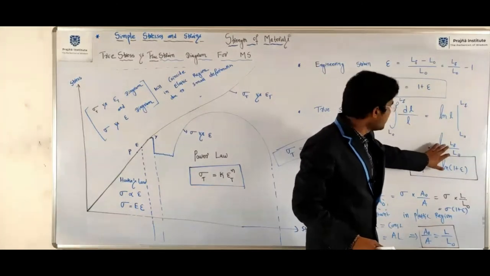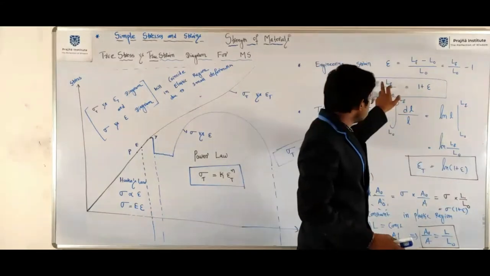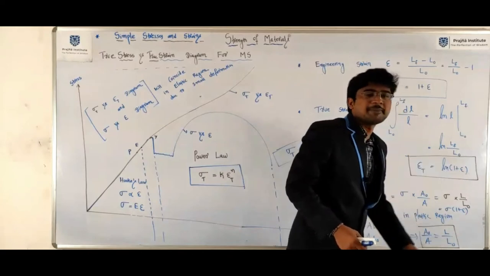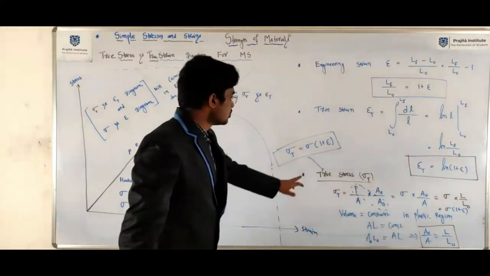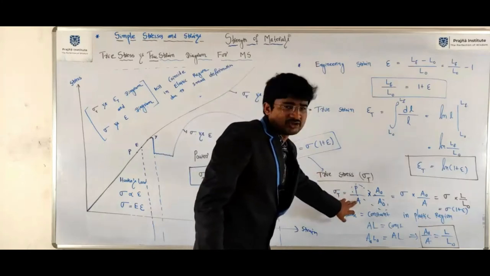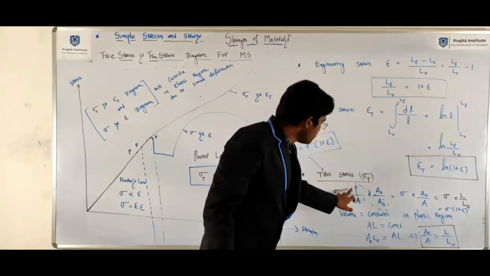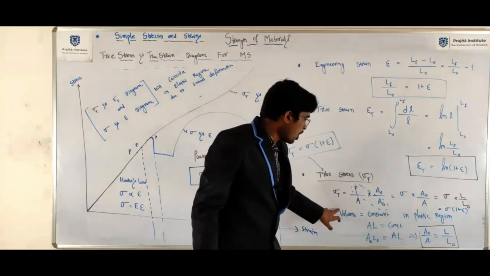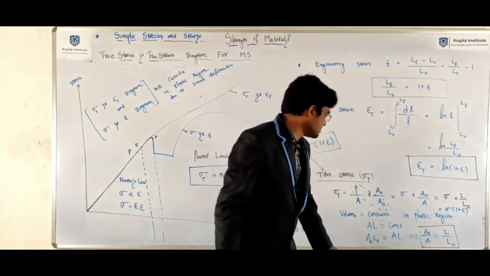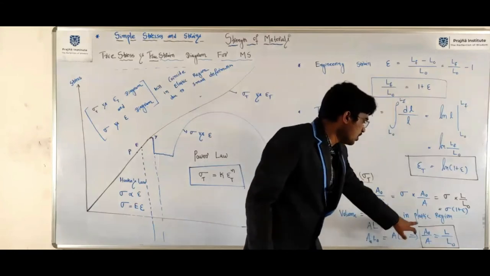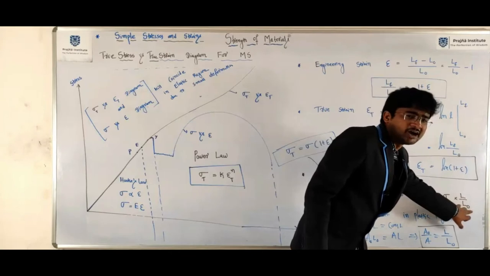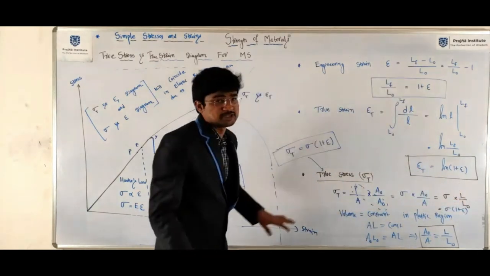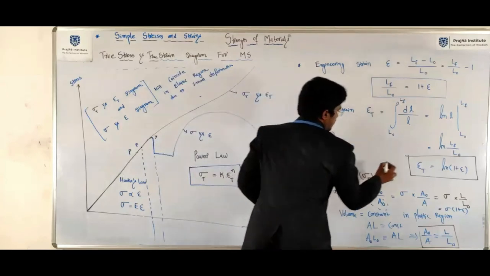Finally, you will get ln(L final by L naught), which is nothing but ln(1 plus epsilon). True stress is the internal resistance P divided by the instantaneous area of cross section. We multiply and divide by the original area of cross section. P by A naught is the engineering stress, times A naught by A. Taking volume constant for the plastic region, AL equals constant. Finally, A naught by A is L by L naught, which you can write as 1 plus epsilon. These two relations are very, very important.